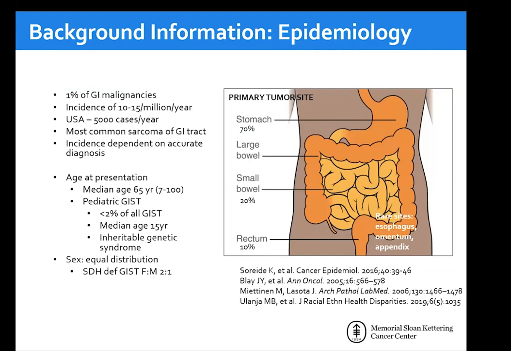So in terms of age at presentation, the median age of presentation is 65. However, we do see these tumors occasionally in pediatric patients where the median age of presentation is around 15. We see an equal distribution in terms of gender, although with SDH deficient GIST, a subtype of GIST, we see this more commonly occur in women. In terms of the primary site of the disease, we most commonly see these occur in the stomach, and then less commonly in the small bowel, and then very rarely, or less common again, in the rectum or large bowel.